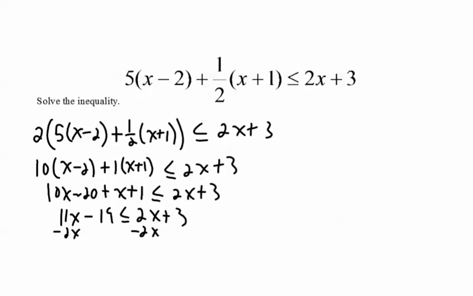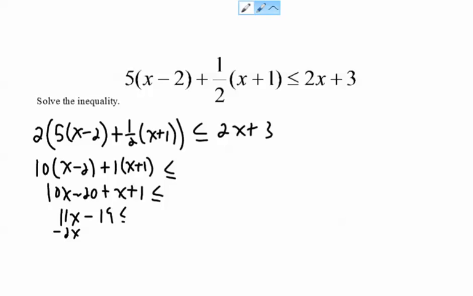Oh, I forgot a very important step. Uh-oh. Guess what I forgot to do? This side's good, but this side is not. This side right here is not good, and we're going to fix that right now. What I forgot to do is multiply this side by 2.